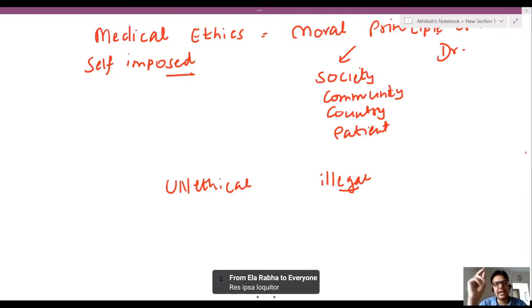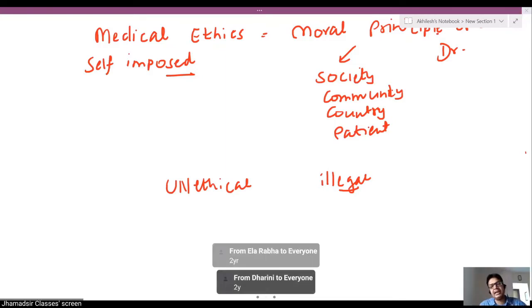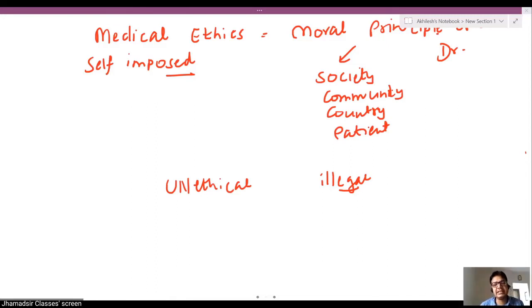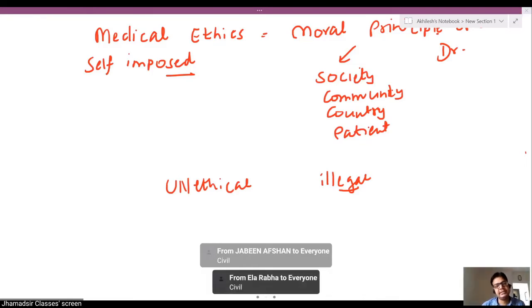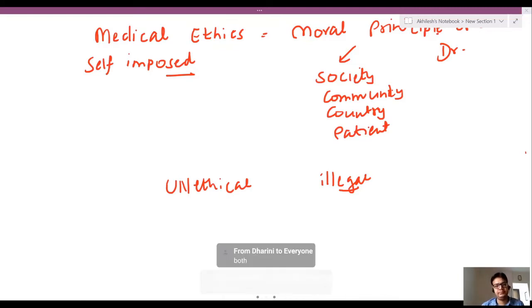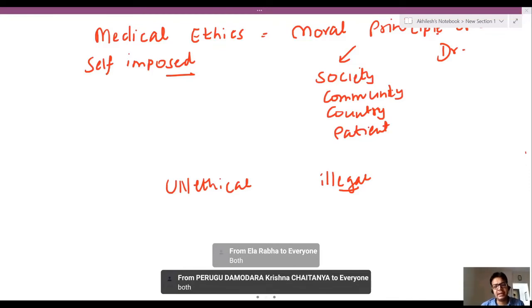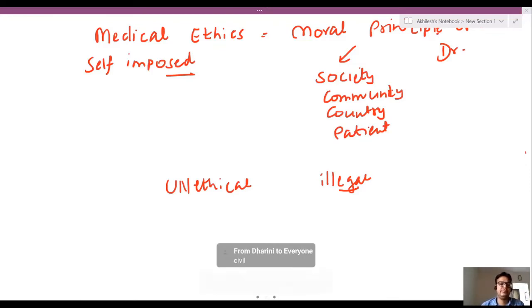What is res judicata? How many years do you get to defend yourself? It means the patient can file a case within 2 years. Res judicata is a defense in civil case, criminal case, or both? Civil. Therapeutic misadventure is a defense in civil case, criminal case, or both? Both. Contributory negligence is a defense in civil case, criminal case, or both? Civil case only.